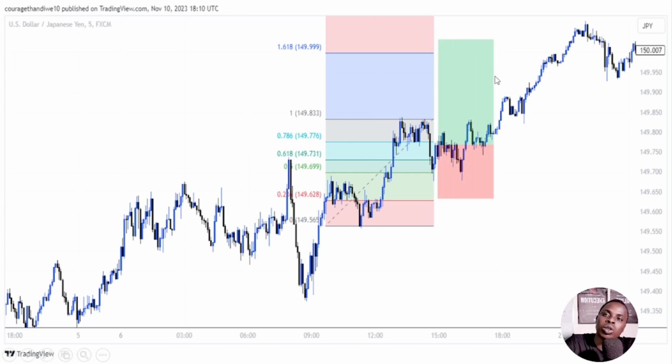Your trade was going to look like this. It also went to the 1.61 zone right here. This is called the Fibonacci trading strategy.